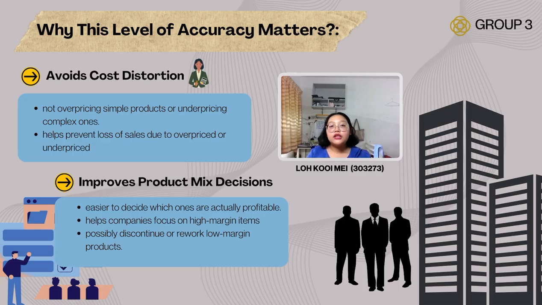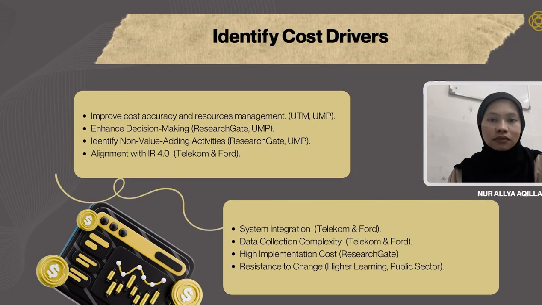The second one is to improve product mix decisions. When you know the real cost of each product, it is easier to decide which ones are actually profitable. This helps companies focus on the high margin products and possibly discontinue or rework the low margin products. That's all from me.